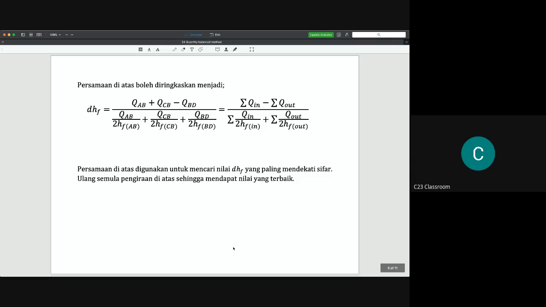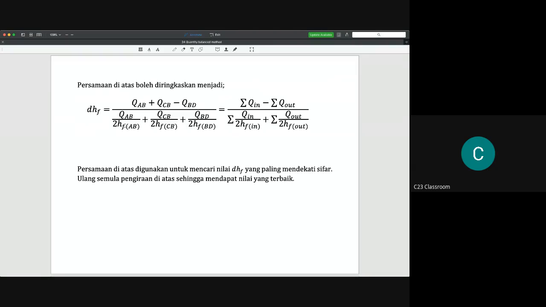So and then if we rearrange that one, we could write DHF is equal to QAB plus QCB minus QBD, equal to QAB over 2HF for AB plus QCB over 2HF for CB and QBD over 2HF for BD. So all of this equation can be simplified as this term. It means that we deduct the total input with the total output, because AB and CB is input and BD is output.